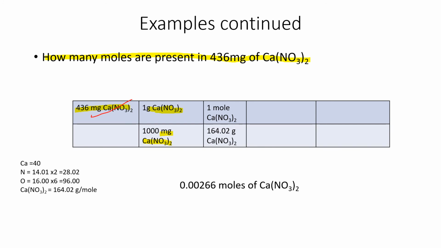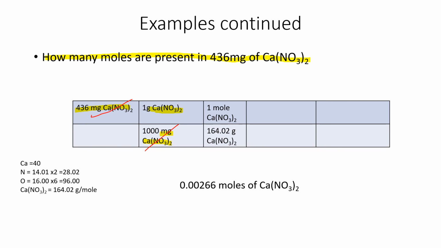Milligrams of calcium nitrate in the numerator will cancel with milligrams of calcium nitrate in the denominator. What that's going to leave us with is grams. Well, we know that once we're at grams, we can go to moles by using the information on the periodic table. We just need to figure out the total molar mass for that compound.